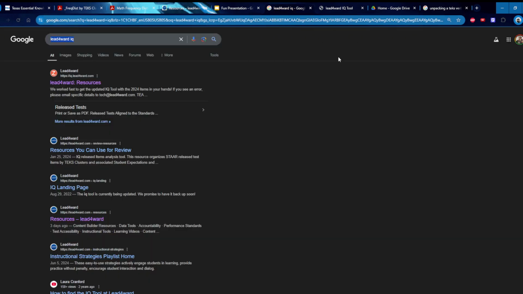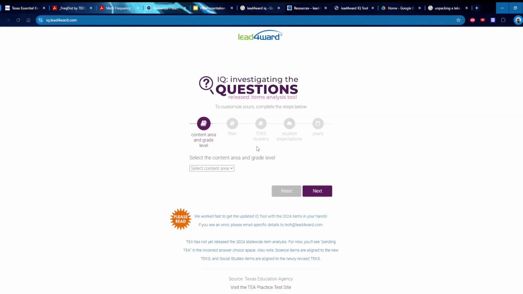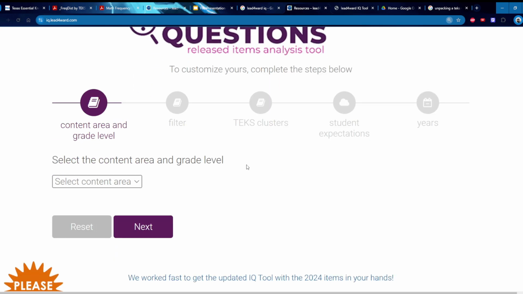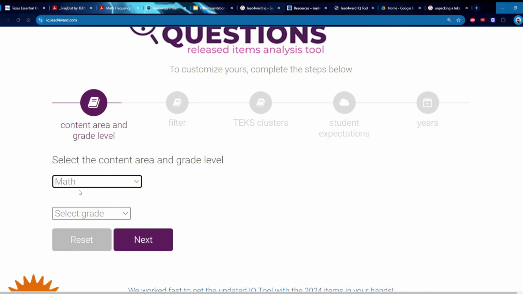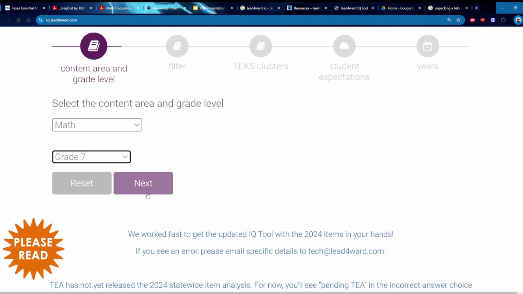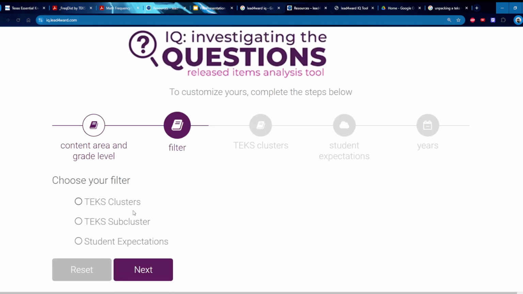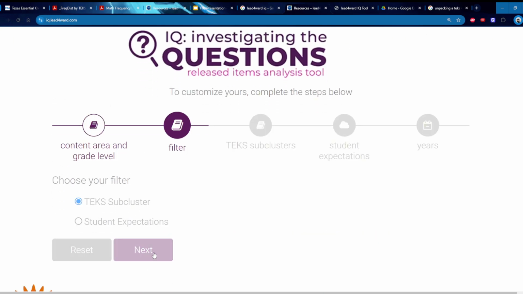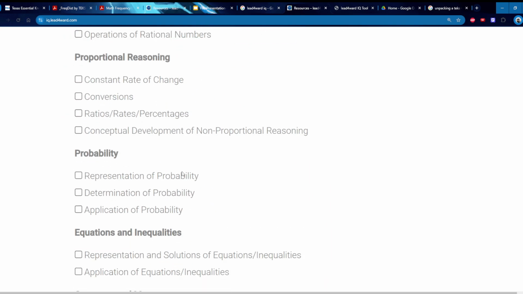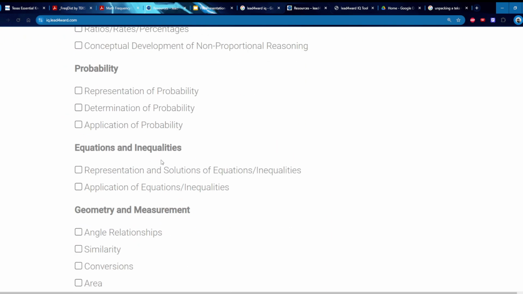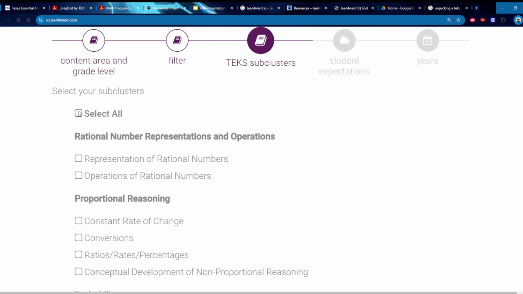Now, if you're curious how you check out the questions, you can go to Lead Forward IQ. Once you do, you can look up any question at any year that it has ever been tested. So if I'm curious, I'm going to go to math. Let's go to 7th grade. I want to know what my 7th grade students will see on the test. I usually just click TEKS subcluster. Right here, it'll give you everything that is the topic. I'm going to click select all.